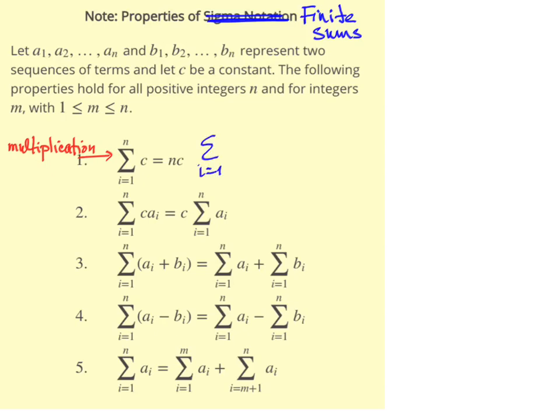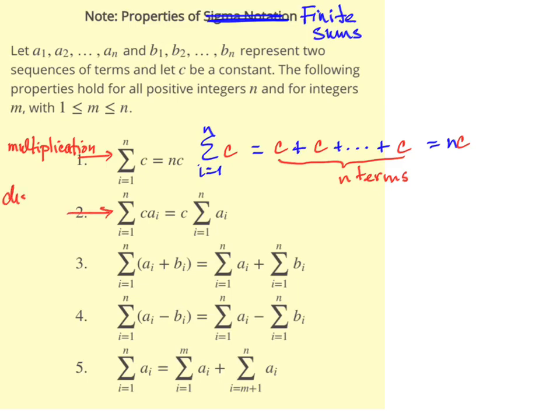So the sum as i goes from 1 to n of c just means c plus c plus c up to c. So each term has a c in it, and there's exactly n of those terms. So when you add up the number c n times, you're just multiplying c by n. So that's just multiplication.